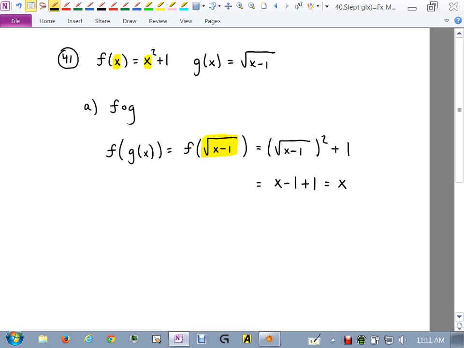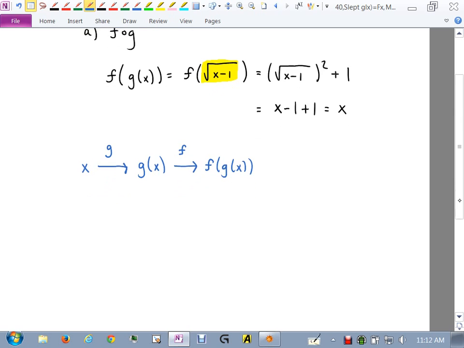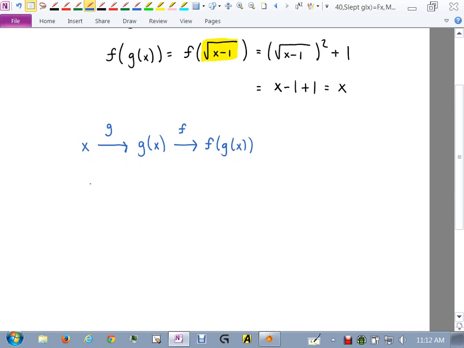Let's now talk about domain, because there are some domain restrictions here. So as far as domain, x first goes through who? G, right? G's first. It'll come out g of x. Then that answer is going to go through f and come out f of g of x. That's the picture of what's happening now. Specifically in this problem, when x goes through g, it comes out as square root of x minus 1. And then when that goes through f, we already know that that just comes out to be x. That was our end result.